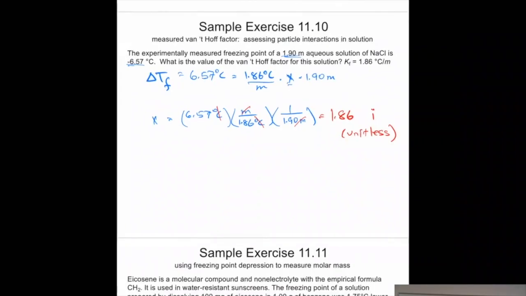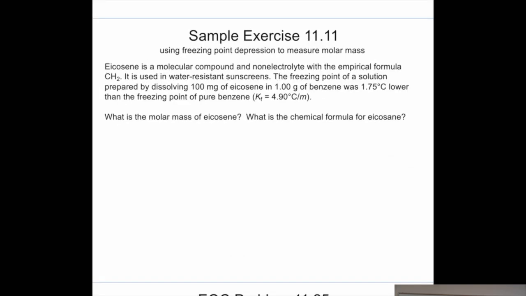Let's do this last one. Now this one has some fancy words in it, like icosine, and there's a lot to read here. But let's just highlight the key words that we're looking for. Non-electrolyte. So what's our i factor? 1. i equals 1. What else do we know in here? Blah, blah, blah, what it does. Now the empirical formula, CH2.